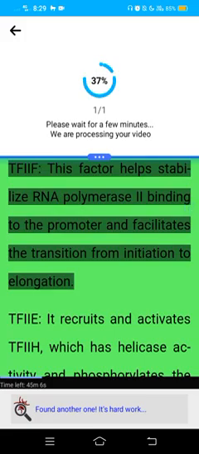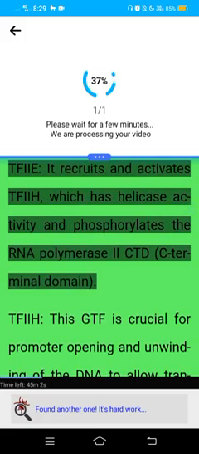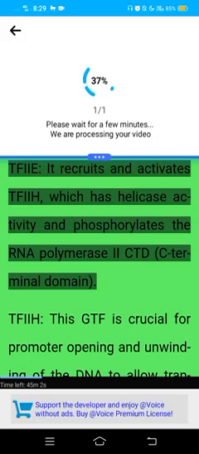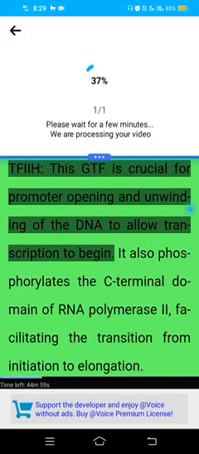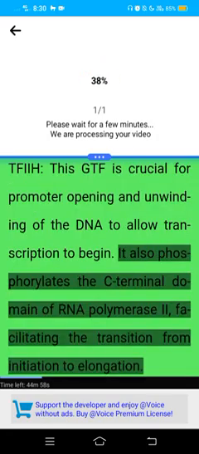TFIIF helps stabilize RNA polymerase II binding to the promoter and facilitates the transition from initiation to elongation. TFIIE recruits and activates TFIIH, which has helicase activity and phosphorylates the RNA polymerase II CTD, C-terminal domain. TFIIH is crucial for promoter opening and unwinding of the DNA to allow transcription to begin. It also phosphorylates the C-terminal domain of RNA polymerase II, facilitating the transition from initiation to elongation.